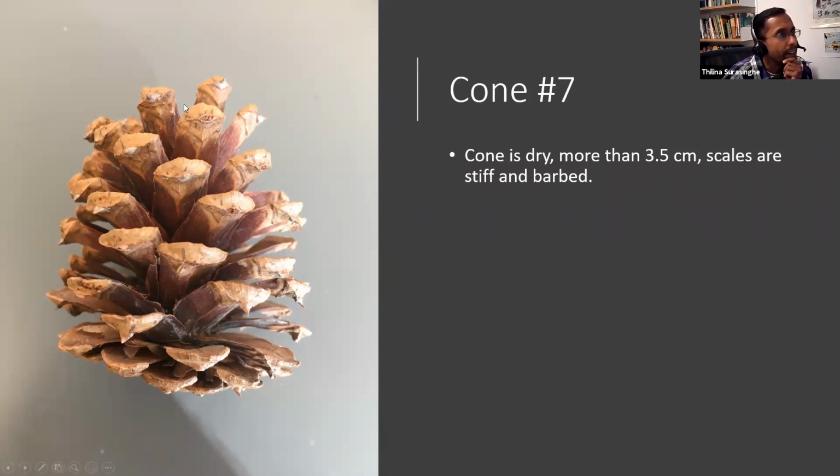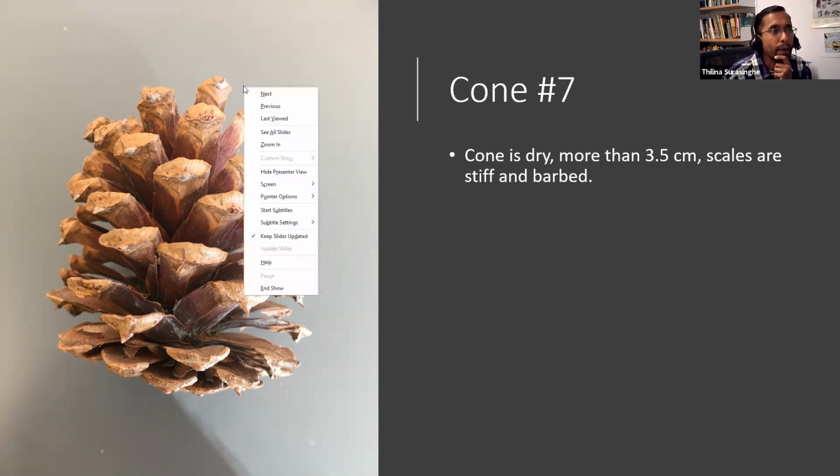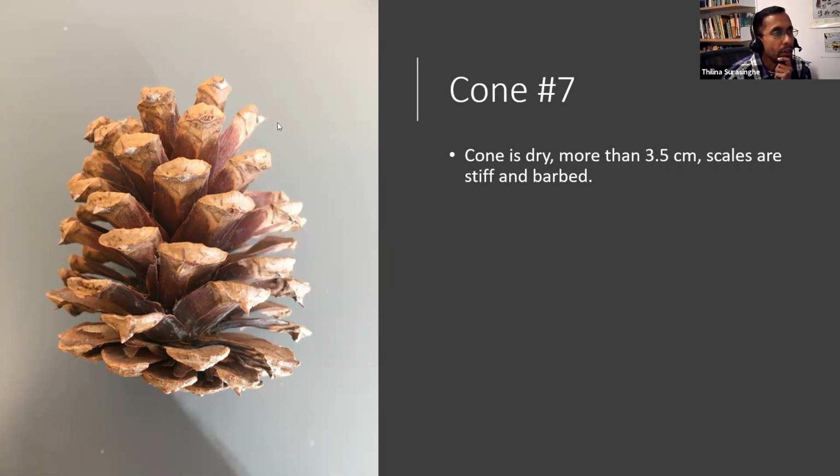If you look over here, can you see right over here on the top of this particular, let me get my pointer. Can you see what's going on over here? That is a very conspicuous pointy bulb, right? That is what you call bulb. And over here we are saying, right, cone is dry, more than 3.5, scales are stiff and barbed, right?